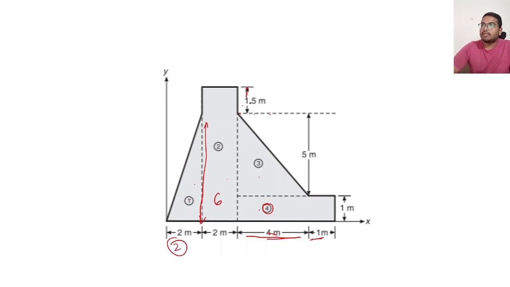Same for this. You can use 1.5 plus 5 plus 1, that is 7.5. 7.5 is the height of this rectangle, and the width is given here, that is 2 meters. So now let's calculate all this in the next bit.